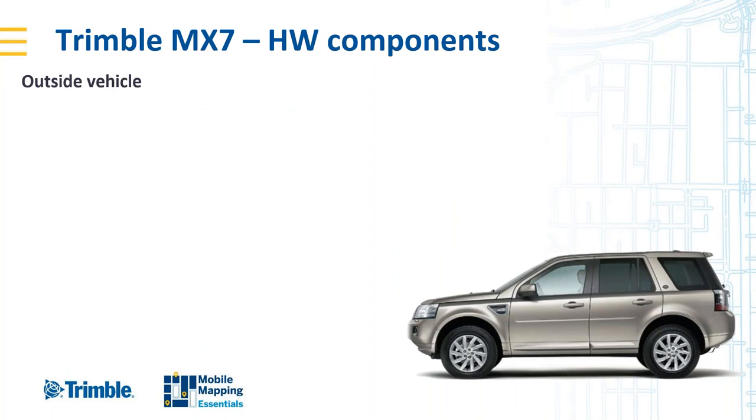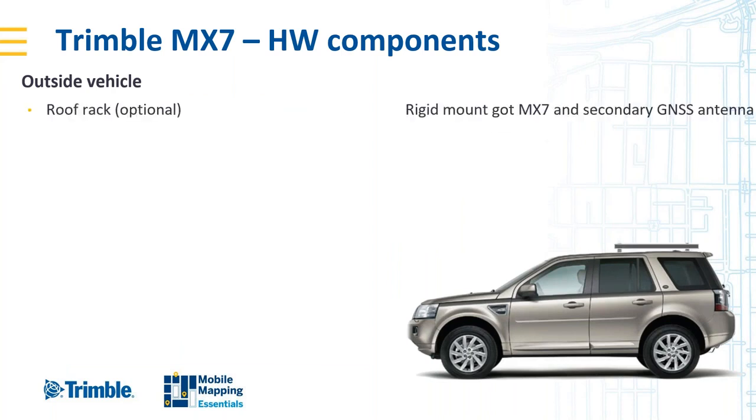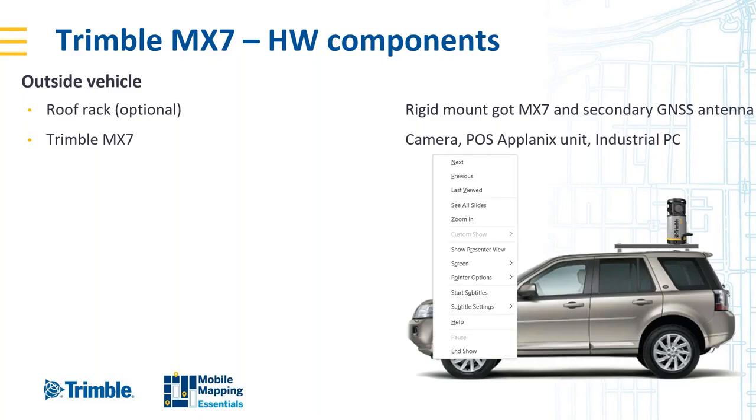So on the outside of the vehicle, first of all, we have a roof rack. The roof bar is supplied by Trimble. The MX7 sensor head mounts easily onto that. To dismount it and then mount it again is literally a 5-minute job. It's just 4 or 5 screws that you tighten with an Allen key.